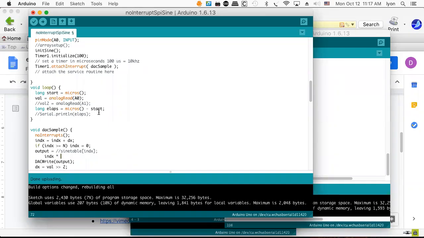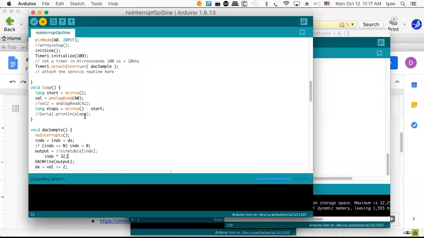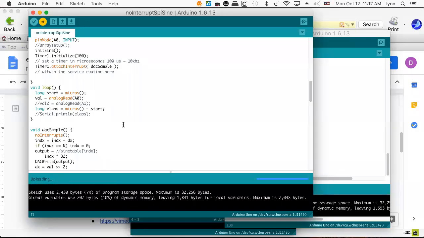Let's do times 32 instead, just in case I've had a brain fart. Oh, I forgot to reset the Arduino after the upload. That actually is really obnoxious. So that probably would have worked had I remembered to reset the Arduino after the upload.